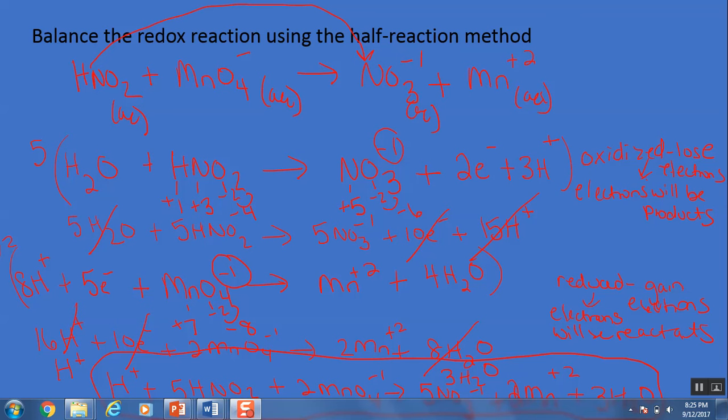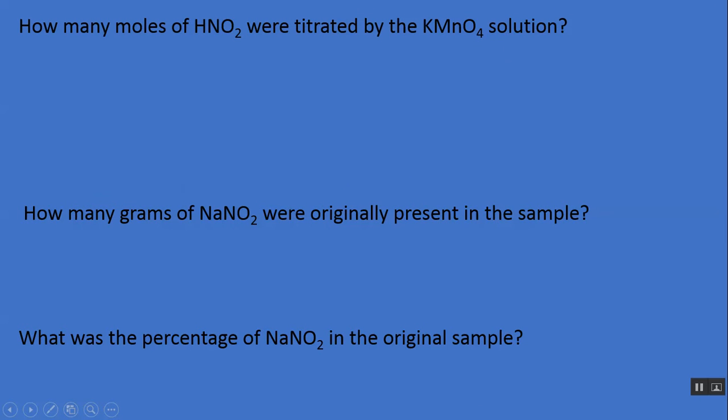Okay, let's continue on and look at the next question that's asked on this challenge problem. So I'm going to move from this slide. If you need to look at or write anything down from this slide, please feel free to pause the video, jot down what you need to, and then continue on. The next question asks how many moles of nitrous acid were titrated by the potassium permanganate solution.